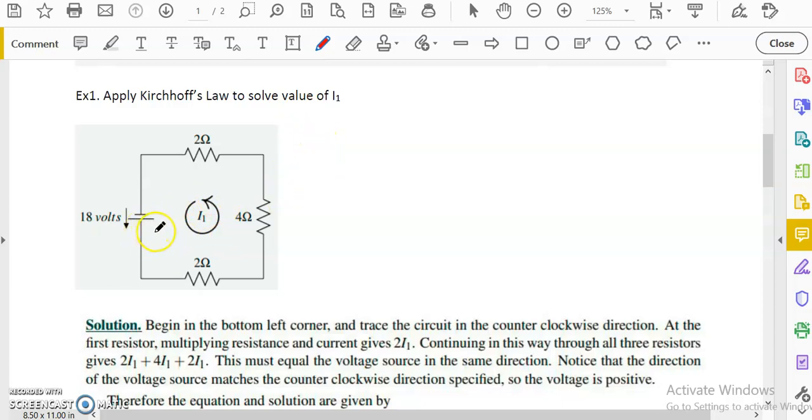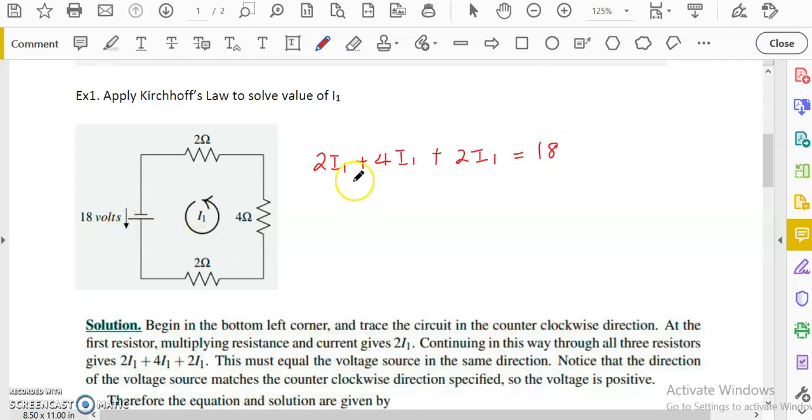To do that, we can start off with this side first. This side has no current, so it's 0, and this side has 2, so we say 2I1, and then this is 4I1. After this, you just follow the flow, and then this is 2I1. Usually I start from here, but you can start from here. Then it falls back to the beginning, and that is equal to the voltage in the same direction, 18.